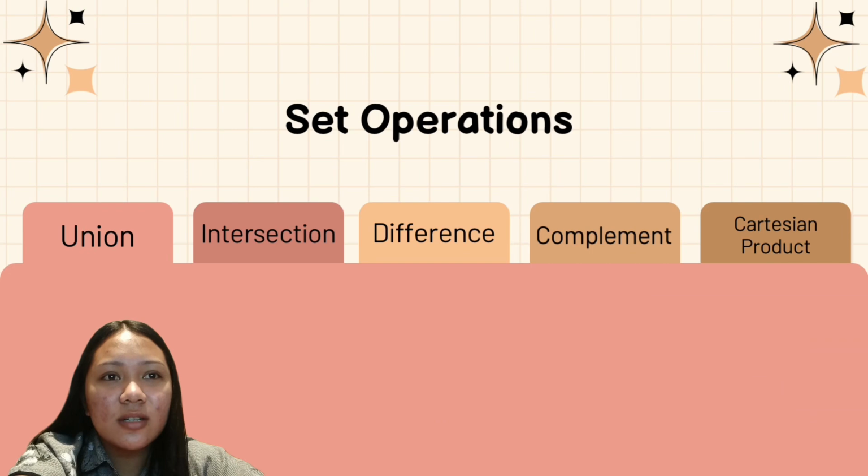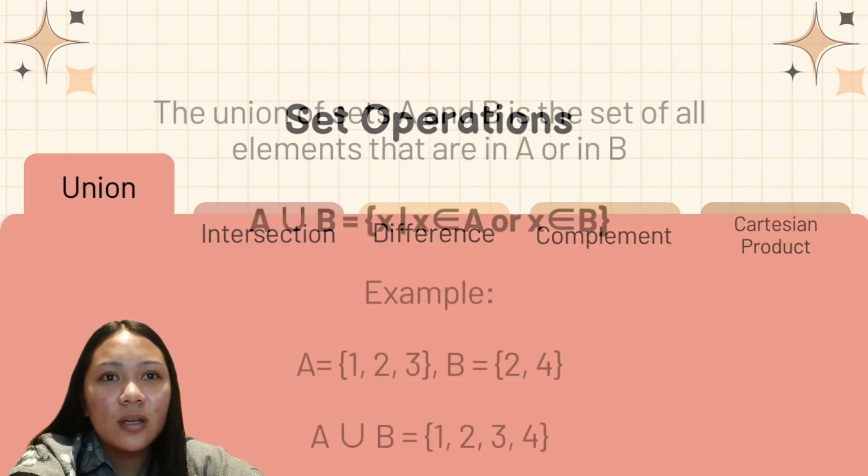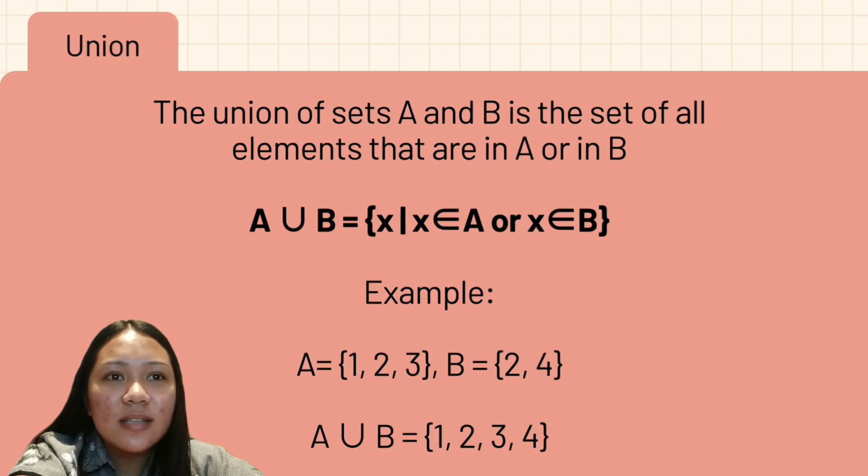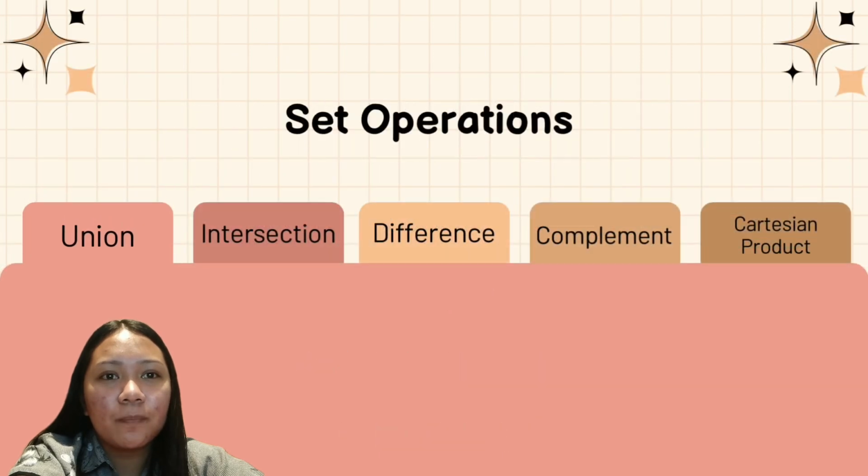Set operations consist of 5 ways to combine 2 or more sets into a single set. Union. Union sets are the sets of all elements that are in A or in B, wherein all elements are combined. For example, with the given set A = {1, 2, 3} and set B = {2, 4}, the union of A and B is {1, 2, 3, 4}.